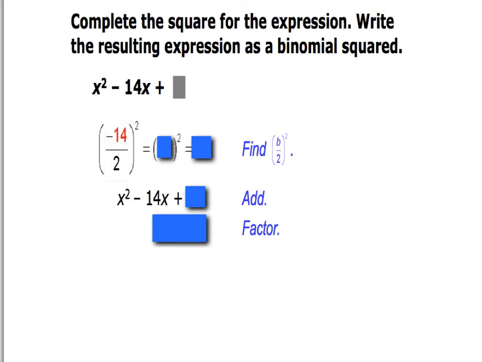Okay, so let's go ahead and uncover this. So we took half of negative 14, which gave us negative 7. Then we're going to square that, and the square of negative 7 gives us 49. So that means our perfect square trinomial will be x squared minus 14x plus 49. And how does that factor? Well, when that factors, it's simply just going to be x minus 7, the quantity squared.